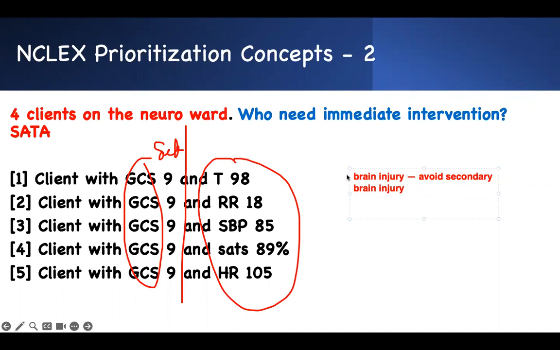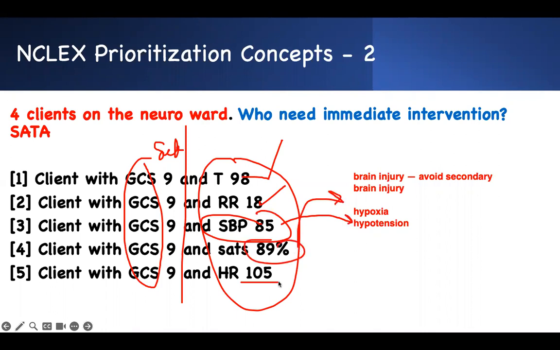And how do you do that? Avoid hypoxia and avoid hypotension. Those are the two things you should make sure never happen. Temperature of 98 is fine. Respiratory rate of 18 is good. Systolic blood pressure 85 is hypotension. Saturation of 89 is hypoxia.